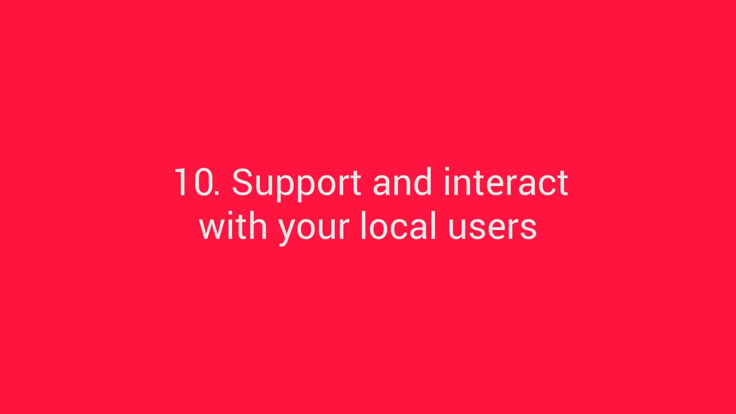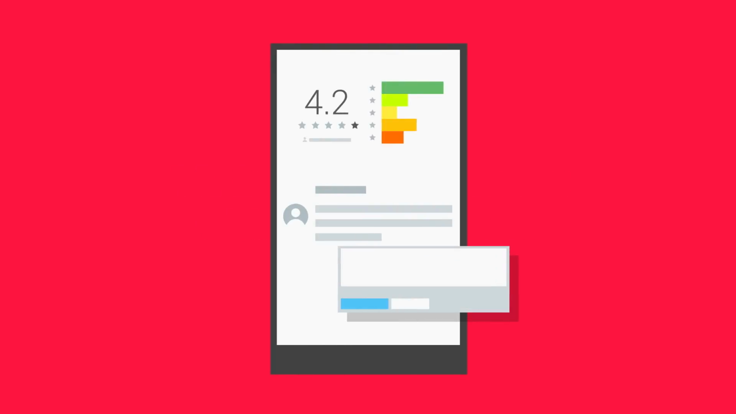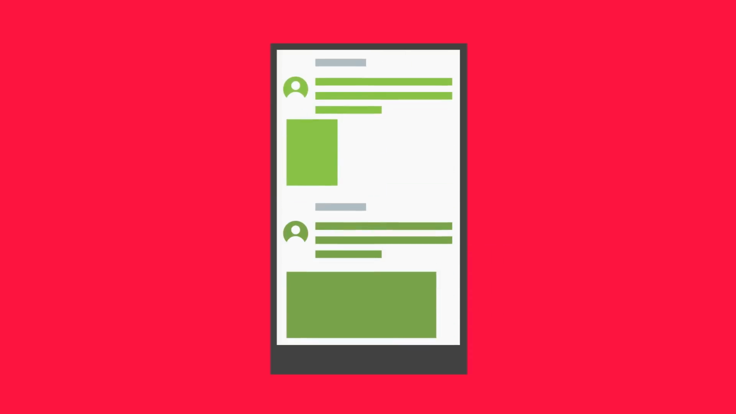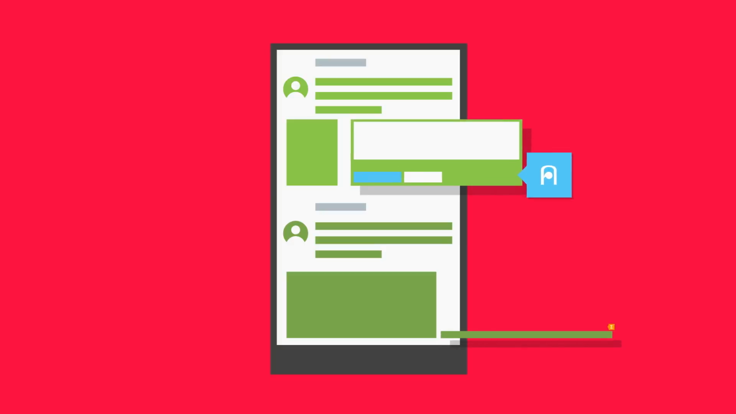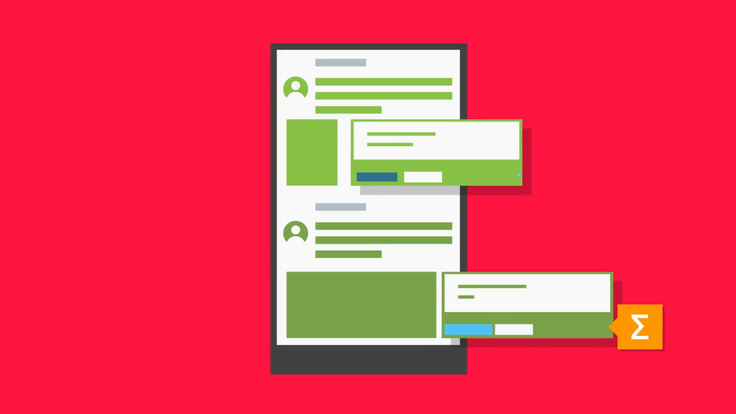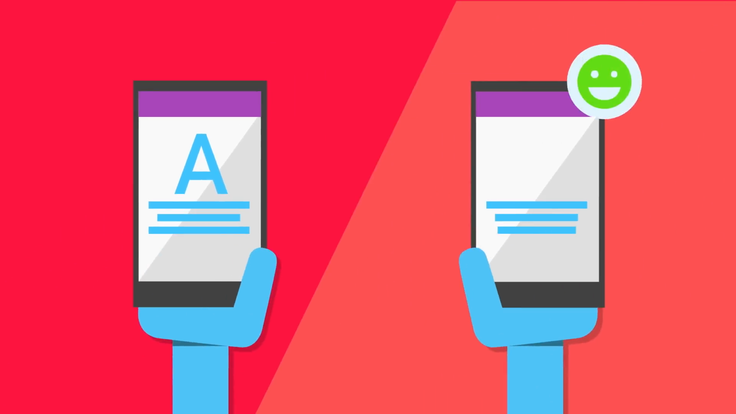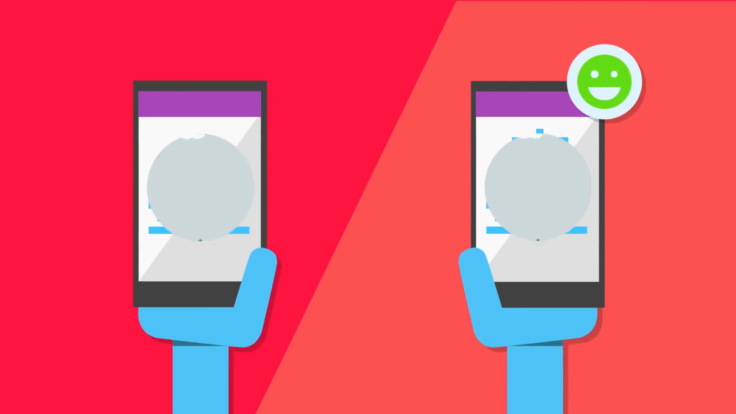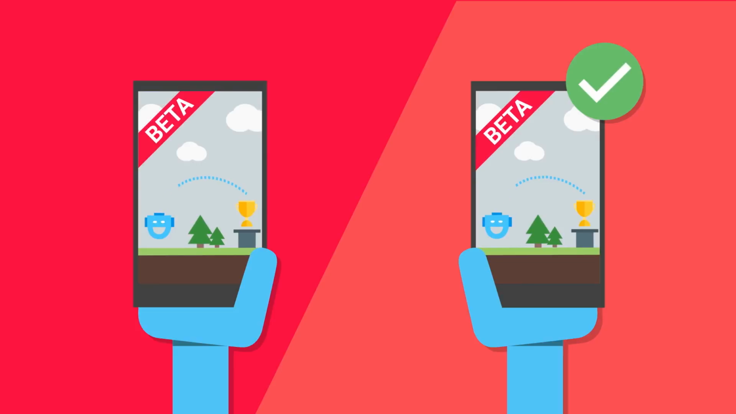Support and interact with your local users. The developer console automatically translates Google Play reviews, so you can read reviews from users around the world. Respond to these users, let them know their opinions matter and how you're incorporating their feedback. Users will appreciate the effort if you can respond in their language. You can also use beta testing to test your game and game's localization with enthusiastic users in a specific country before launching more widely.